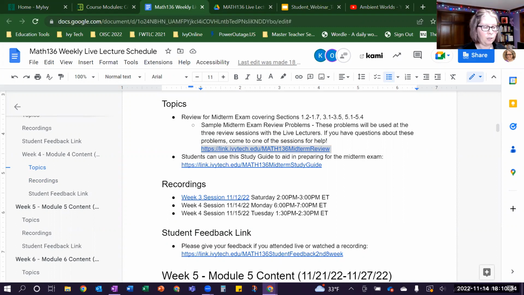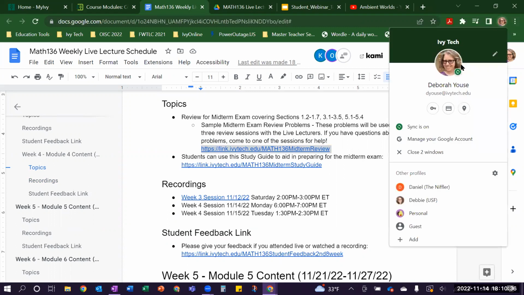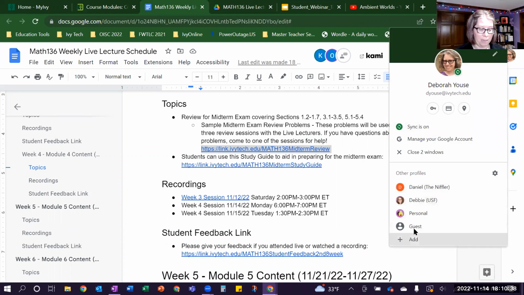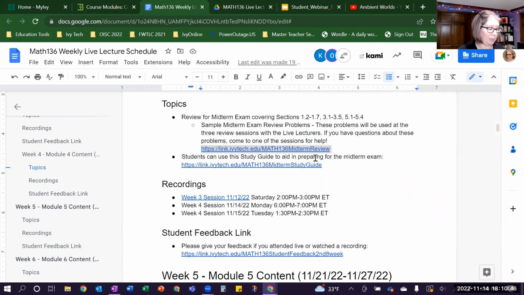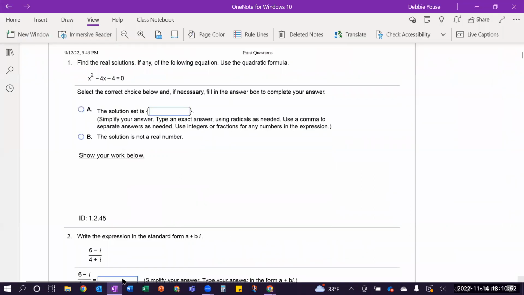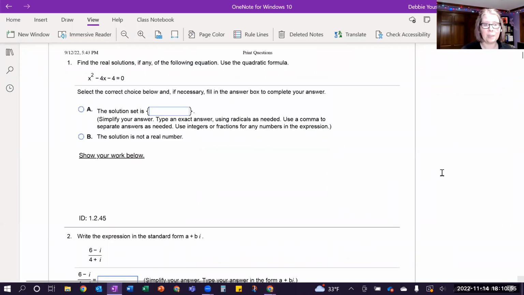Yes, I'm in. That was my Chrome issue, and I'm in my Ivy Tech account. You can see I have many Google accounts, another account, a personal account. So yes, you do want to be in the Ivy Tech one to view any of these documents. But yes, that's what I'm looking at right now. Okay, thank you. No problem. You're welcome. Okay, I'm back.